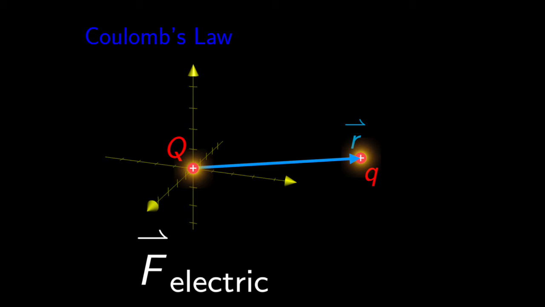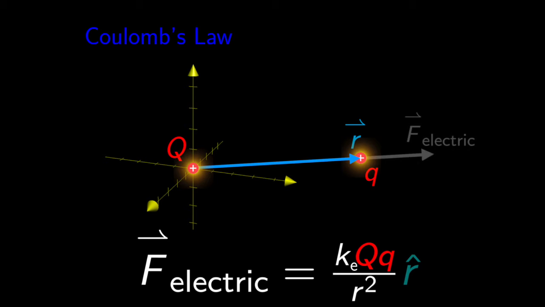We are now in position to explain Coulomb's law, which specifies the electric force caused by some source charge on another charge, called a test charge, at a distance of r from the source. Electric force equals the product of the source charge and the test charge, times a constant, divided by r squared, and points in the direction of r hat.